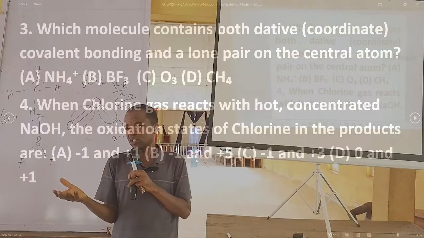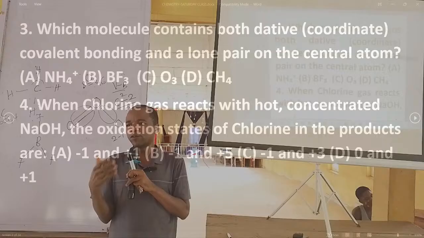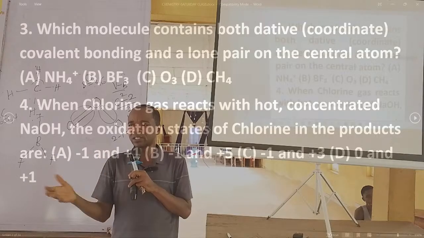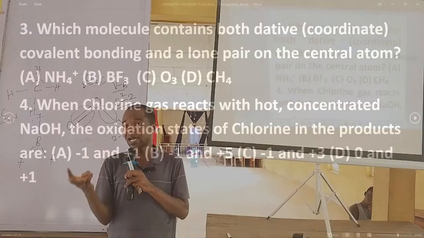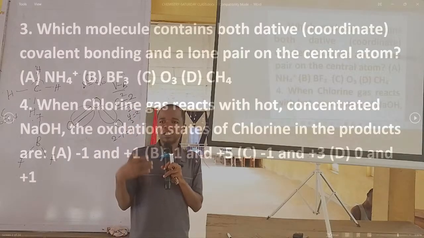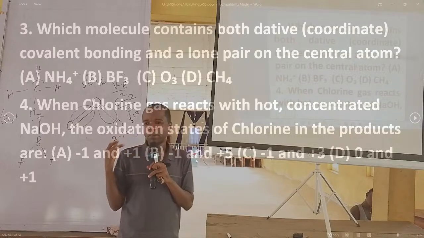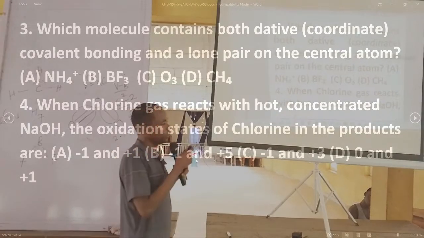Because there are questions in JAM where they can ask you which of the following types of bond is present in ammonium chloride. Ammonium chloride has the three of them. It has ionic, also called electrovalent bond. It has a normal covalent bond. It also has the dative bond. So let's take note of this. Let's come to number 4, the fourth question now.